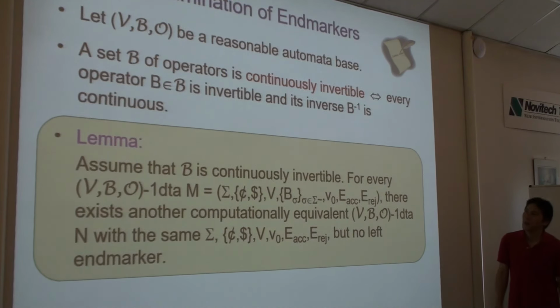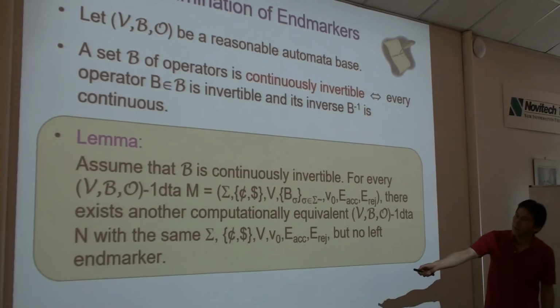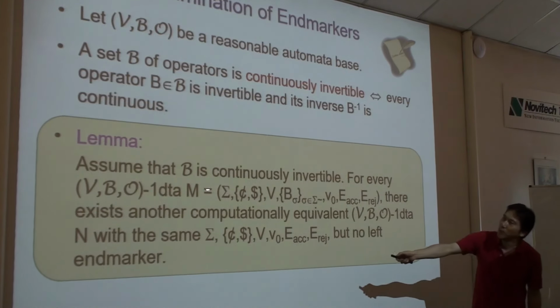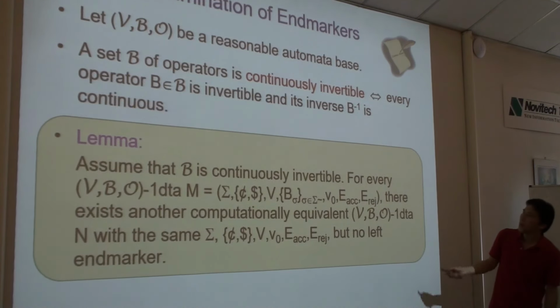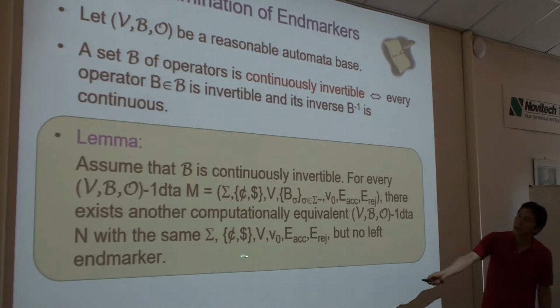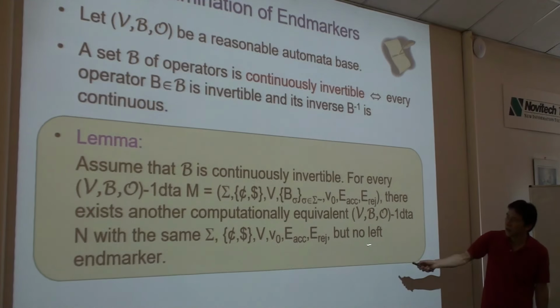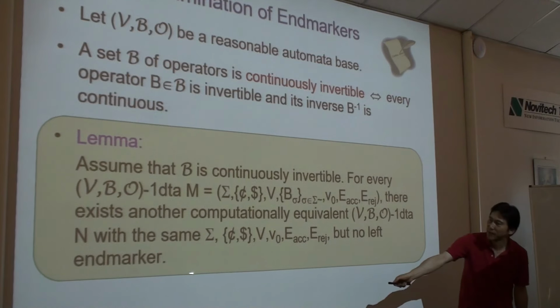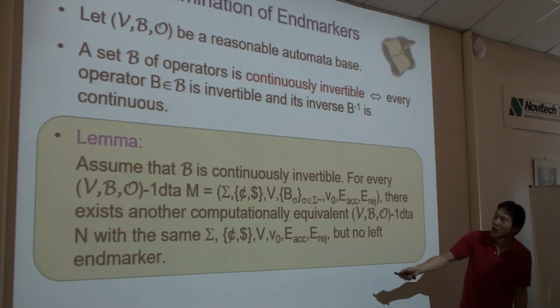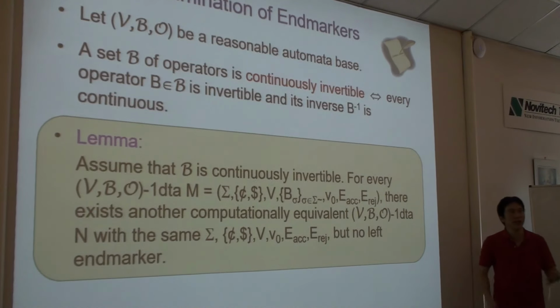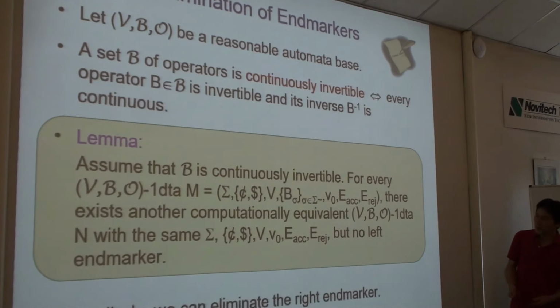Right? So in that case, for every DTA, we can define another DTA without any end marker, in this case the left end marker. Both machines have computational equivalence. That means they recognize exactly the same language. Similarly, we can get rid of the right end marker.